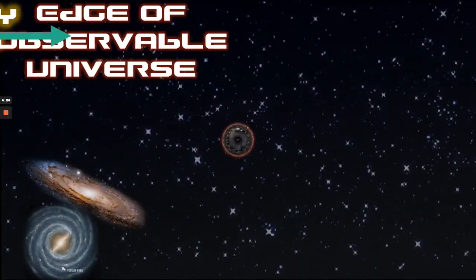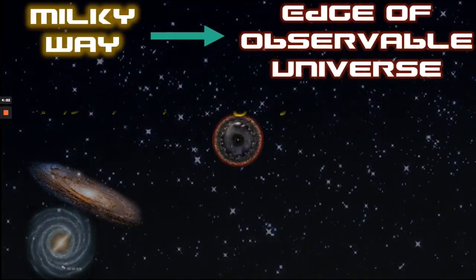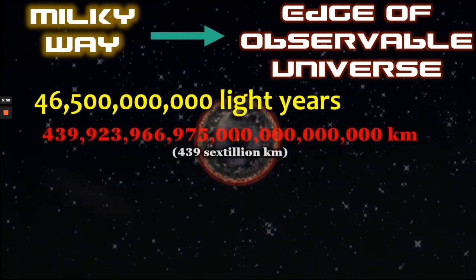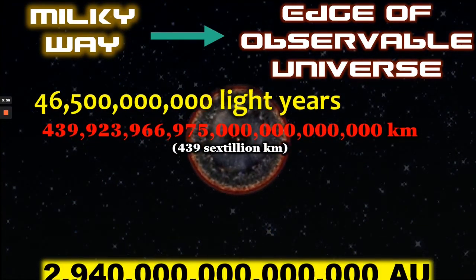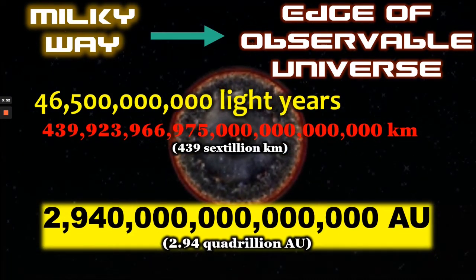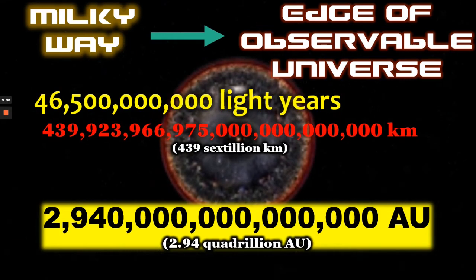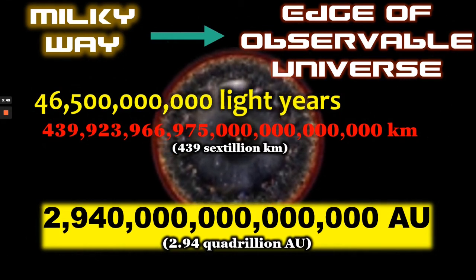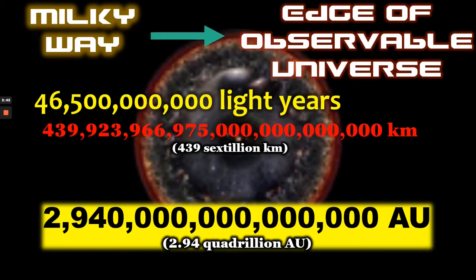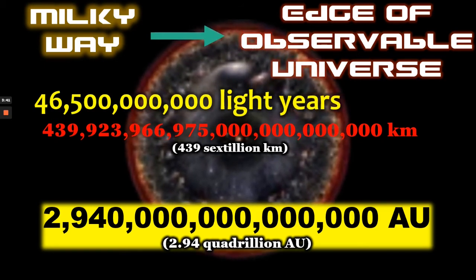Finally, how about the Milky Way Galaxy to the edge of the observable universe? Some 46.5 billion light years distance, it's 439 sextillion kilometres, and that translates to 2.94 quadrillion astronomical units. And that's just the edge of the observable universe. Who knows what's beyond there, or indeed if there's even an end at all.